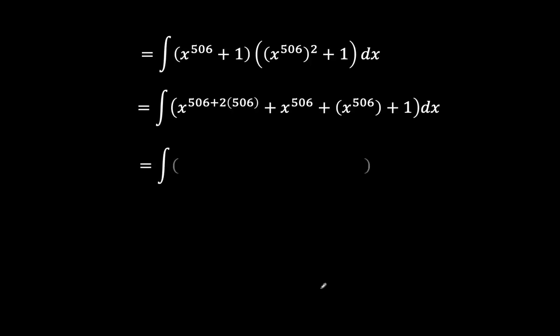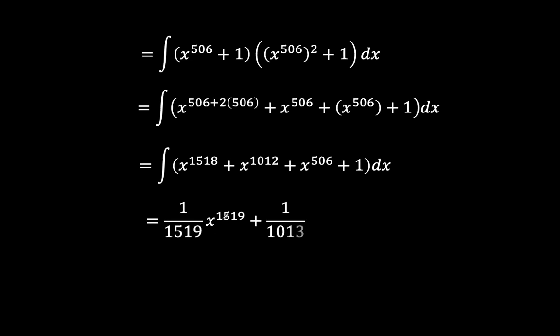So we're left with x to the power 1,518 plus x to the power 1,012 plus x to the power 506 plus 1. When we integrate that, we get 1 over 1,519 times x to the power 1,519 plus 1 over 1,013 times x to the power 1,013 plus 1 over 507 times x to the power 507 plus x plus the integration constant.